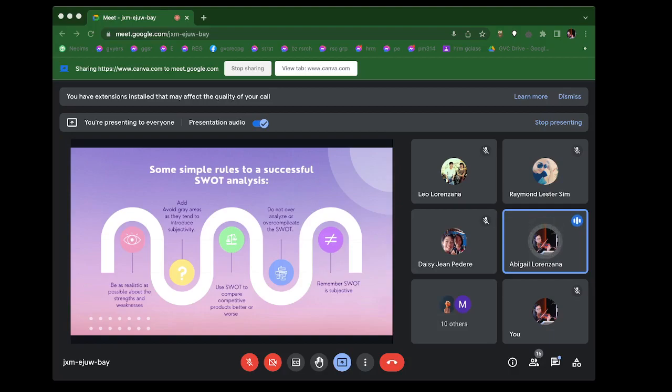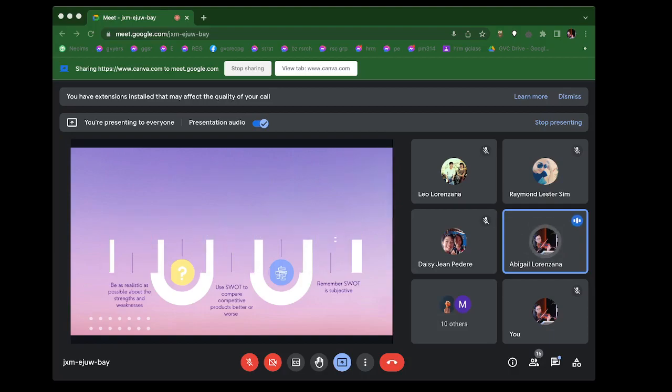And the fourth one, do not overanalyze or overcomplicate the SWOT. Huwag mo masyado isipin na, ganito yun. So parang masyado ka nang worried that you can't even do your job properly because of the information. So do not overanalyze it. It's just a tool, and as I said a while ago, it's not the answer to all your business problems. So, and remember that SWOT is subjective. It's not as objective.